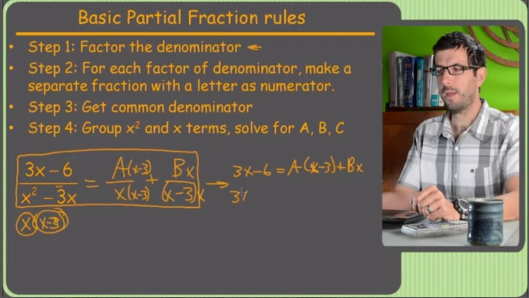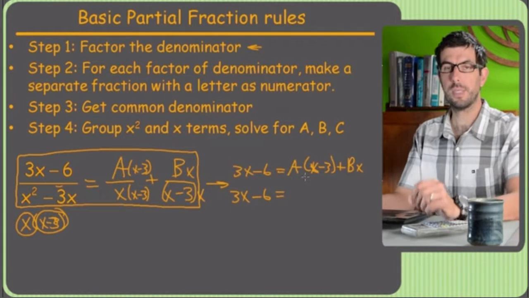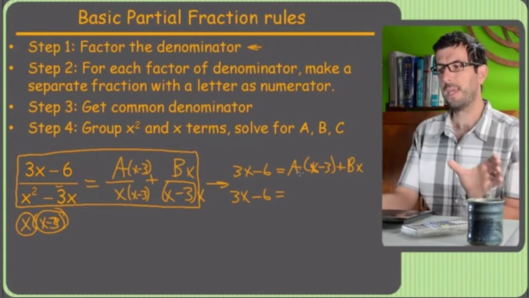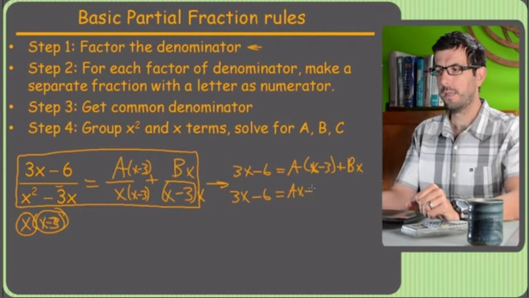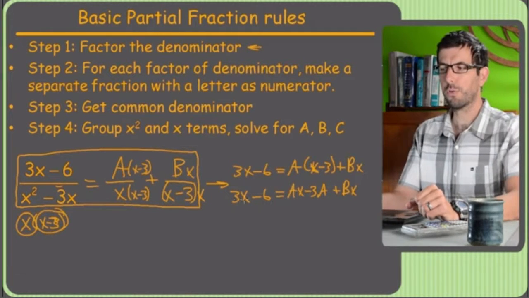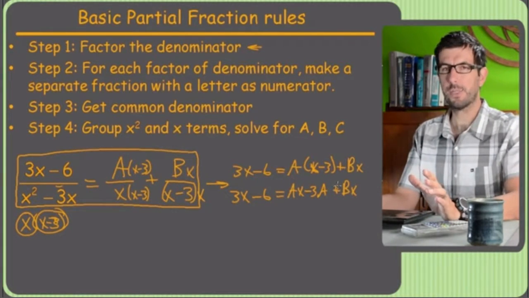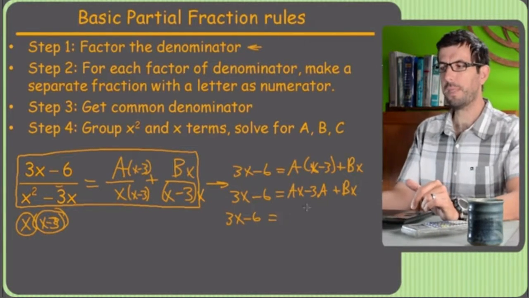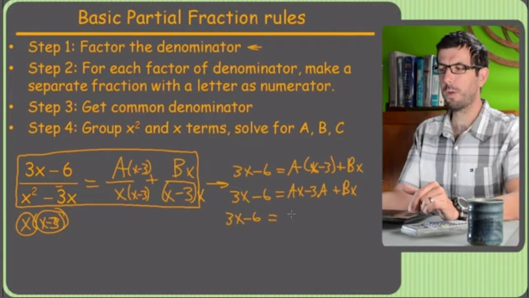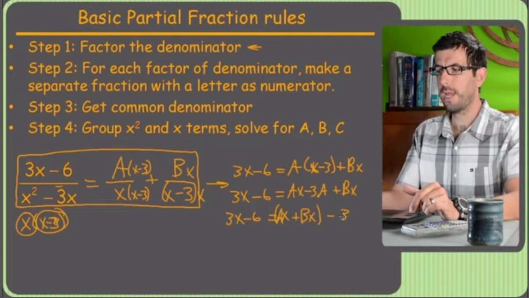So we're just going to leave our 3x minus 6. We're not combining like terms. Everything that's on one side of the equal sign stays there, and everything that's on the other side stays there. We're just going to distribute out the a, and we'll get ax minus 3a plus bx all equal to 3x minus 6. Now you might be tempted to combine x terms or something. Don't do it. What we're going to do is leave the left the way it is, but then we're going to group terms. So anything with an x in it we want to put together. So we're going to put ax plus bx together in one little spot, and then we'll put our negative 3a out to the side.